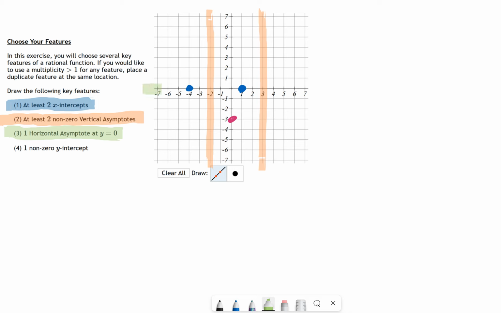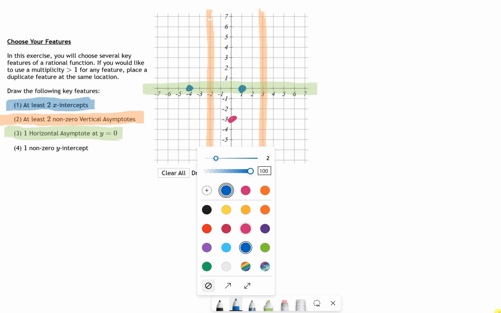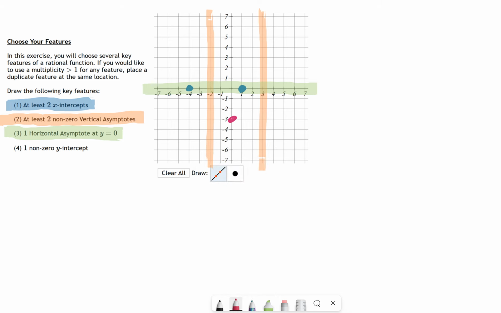Okay, and I still want that horizontal asymptote at 0. All right, now we should be ready to make our functions. So we just start writing our equation. And I know if you actually put in something that looks exactly like mine, the program would have told you it's wrong. But let me explain why it's wrong.